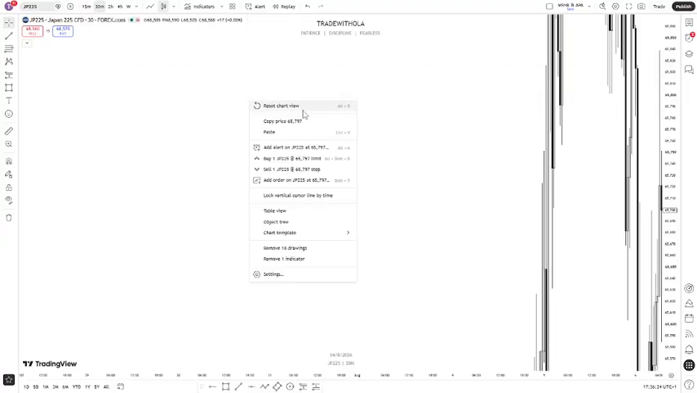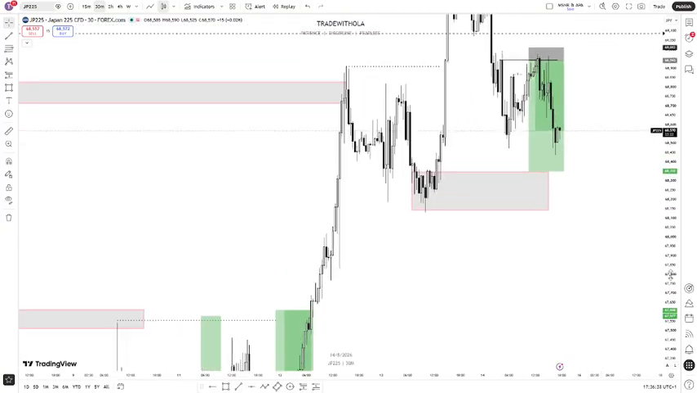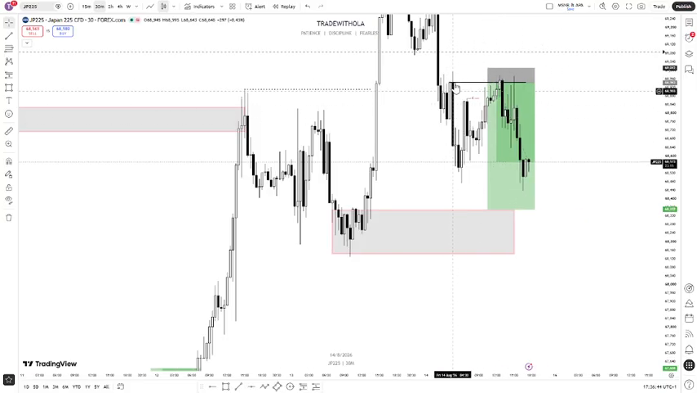So this is the trade I took on JP225. You can see it here. This trade was based on a new invalidation. There was no other visible order block, and I used the new invalidation level. This order block was mitigated, but I used the new invalidation, and that's it.